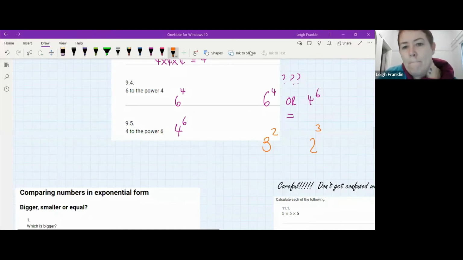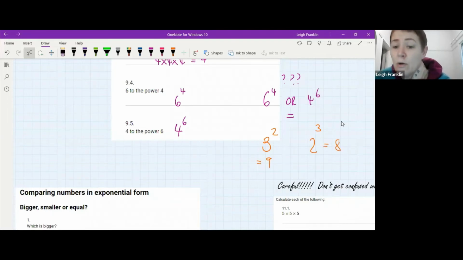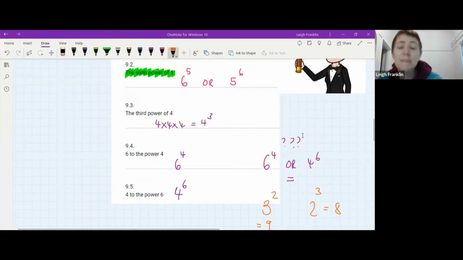Because if you take 3 to the power of 2, you're going to get 9. And if you take 3 to the power of 3, you're not going to get the same answer. Absolutely, Natasha. I'm really glad that you said that. So when we write a power, it doesn't necessarily mean the same thing both ways around. So 6 to the power of 4 is not necessarily the same as 4 to the power of 6. We're not going to get the same answer every single time. There may be some instances where we do, and those are few and far between.